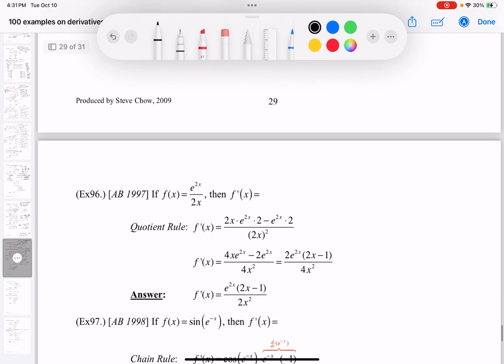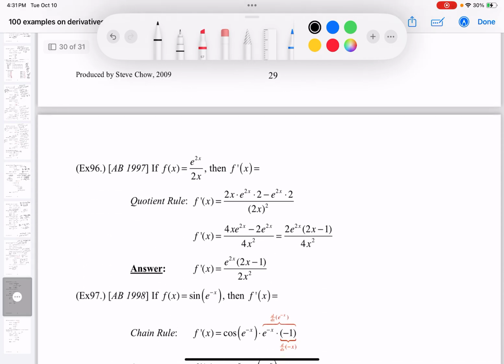Let's keep moving. And we'll go to problem number 96 now. And again, I'm looking at the derivative. A lot of derivatives here, aren't there? f prime. Quotient rule. That's going to be 2x, that thing going to be squared. 2x times the derivative of e to the 2x, which would be e to the 2x times 2, minus the function e to the 2x times the derivative of the bottom, which is going to be 2.